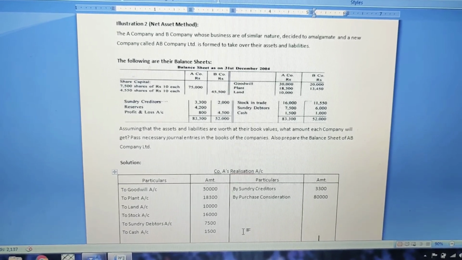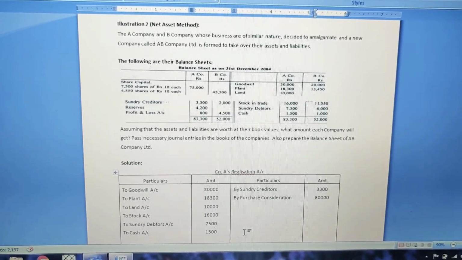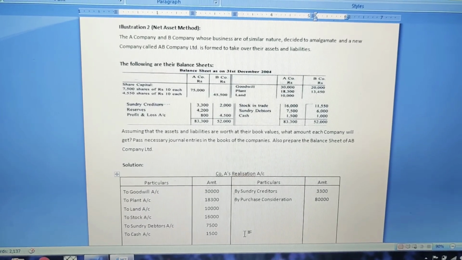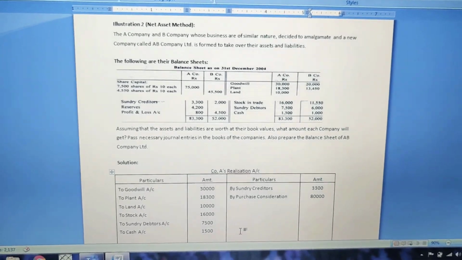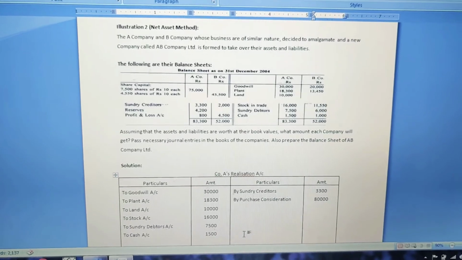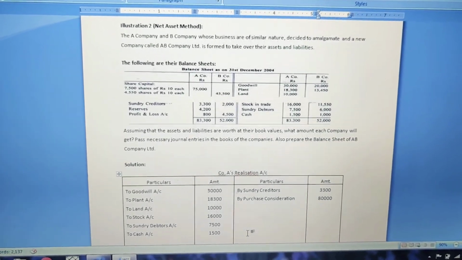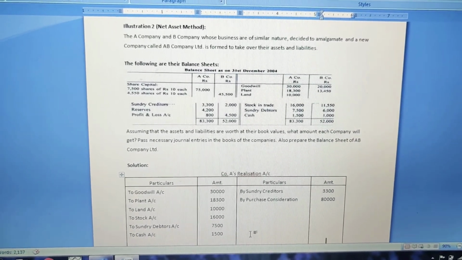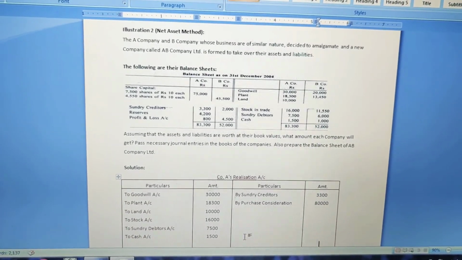Obviously you can make the balance sheet of just the new company, as the previous old companies which are liquidating will have nothing left over in their balance sheet. So how can you make the balance sheet of the leftover liquidating companies? Okay, so the balance sheet you have to make for the new company.